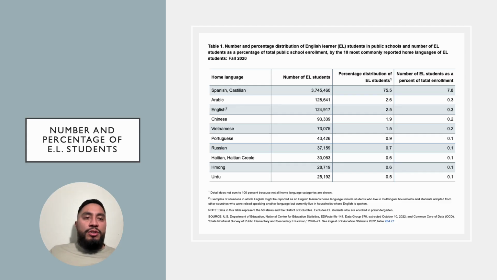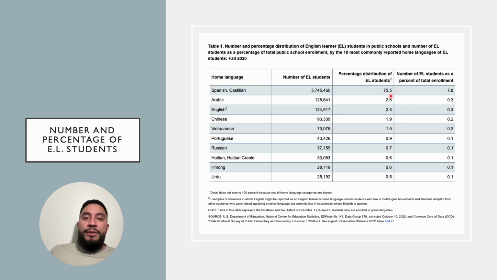Next, we're going to be going over some stats on English learners here in the United States. In 2020, the Department of Education estimated that there were roughly 4 million English learners who spoke Spanish at home. Additionally, it is believed that there are over 128,000 Arabic English learners in the States. And then rounding off, we have Chinese and Vietnamese students who make up roughly 4% of all English learners.